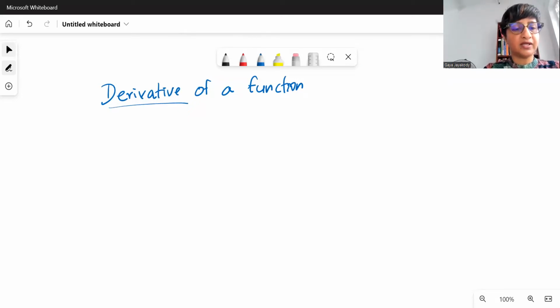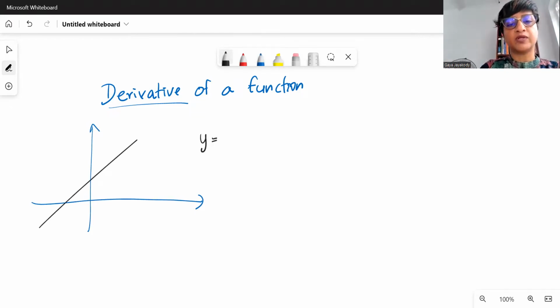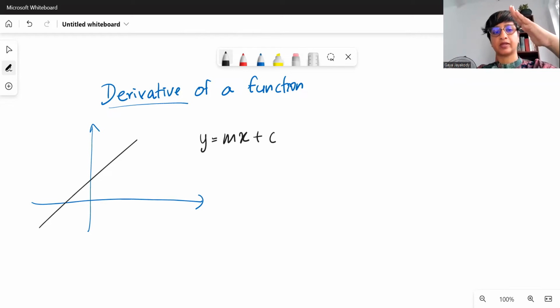Okay, let's start with a very simple function. Take a linear function. Here's a linear function, a straight line. A function in the form y equals mx plus c. Right? It's a straight line.